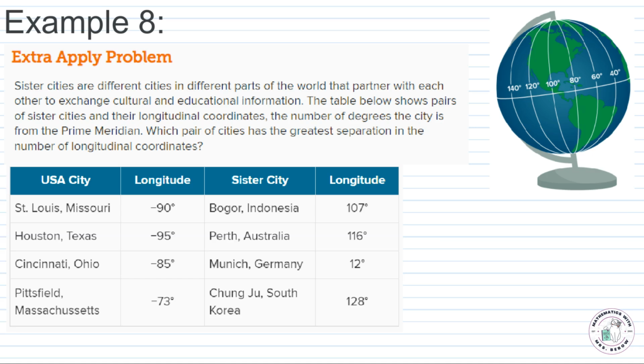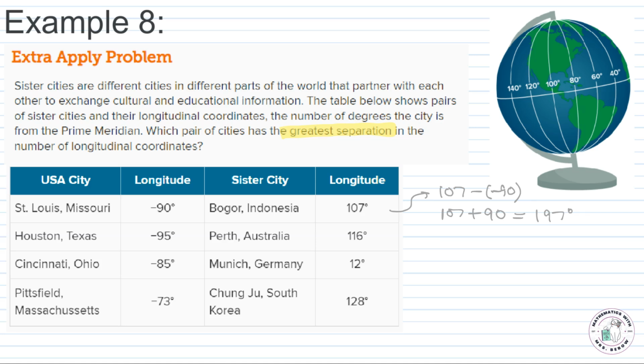So very similar question to the last problem. Which pair of cities has the greatest separation? So which one basically has the greatest difference between them? If we take a look at the first pair of cities, St. Louis and Bogor, I think that's how you pronounce it, we're going to do 107 minus a negative 90. We're going to keep, change, change. So it turns into 107 plus 90, and this just ends up being 197 degrees, not Fahrenheit. We're just doing longitudinal coordinates, so it's just degrees.